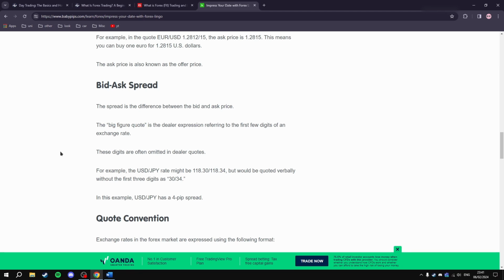The big figure quote is a dealer expression referring to the first few digits of an exchange rate. These digits are often omitted in dealer quotes. For example, the USD/JPY rate might be 118.30/118.34, but would be quoted verbally without the first three digits as 30 to 34. In this example, USD/JPY has a 4 pip spread. So they missed out the 118. The big figure quote is the first few digits.